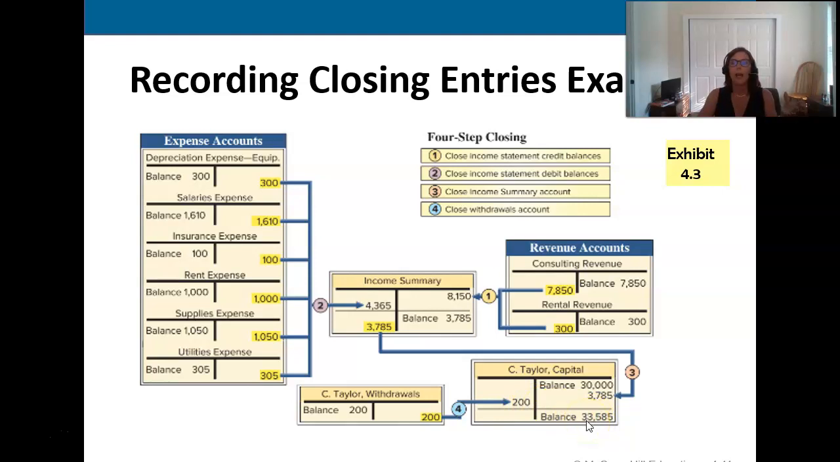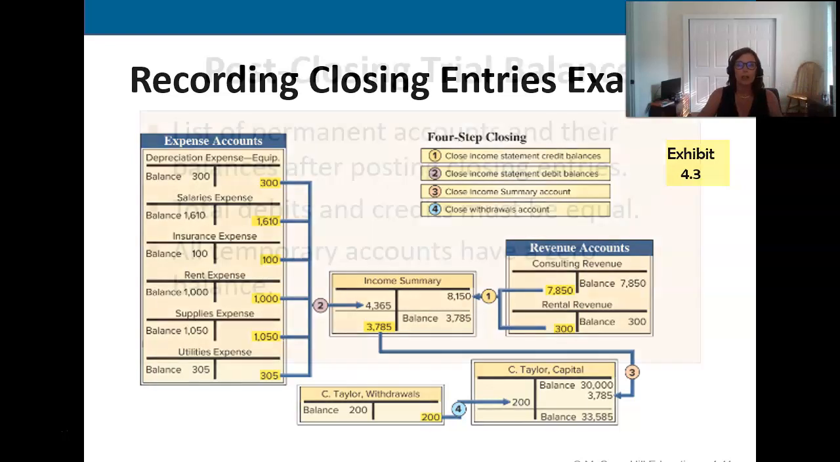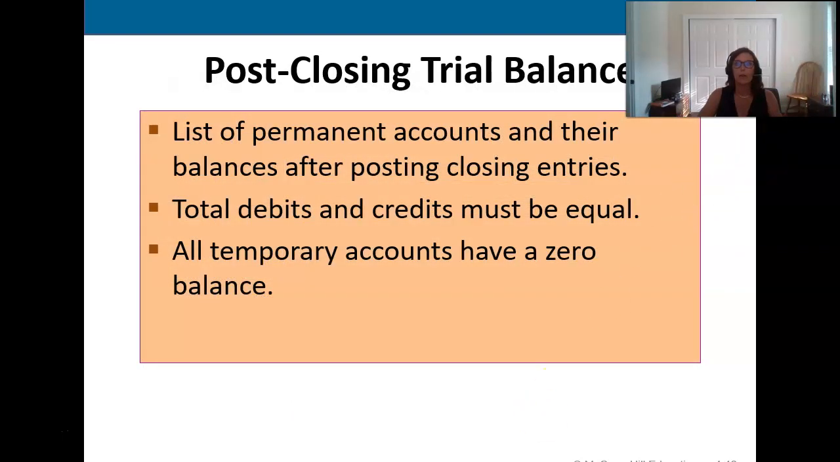And now our withdrawal account is at 0, our expense account's at 0, our revenue account's at 0, and the income summary account's at 0. C. Taylor Capital's account has now been updated for everything that has occurred that has impacted the capital accounts, and we are ready to start over fresh in the next accounting period.